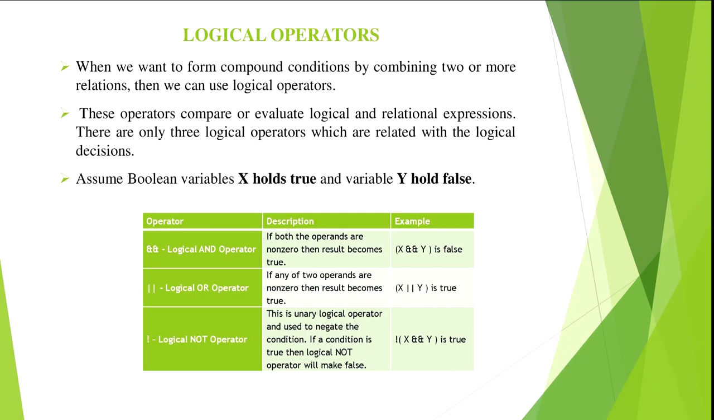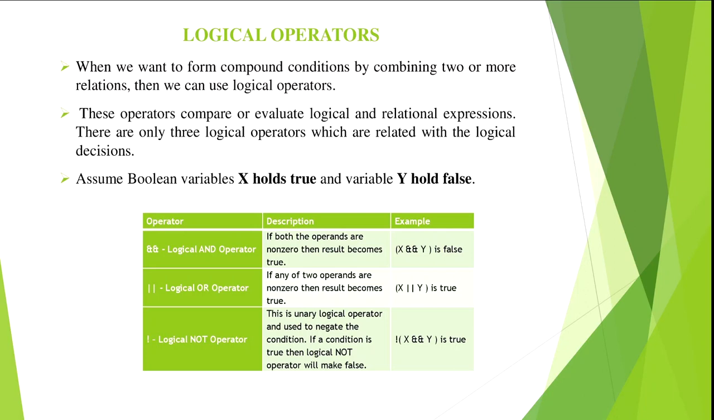In case of the logical OR operator, if any of the two operands, not both, is non-zero, then the result becomes true. It means if x is 1 and y is 0, then you will get the result true. Or if x equals 0 and y equals 1, then you will get the result true.